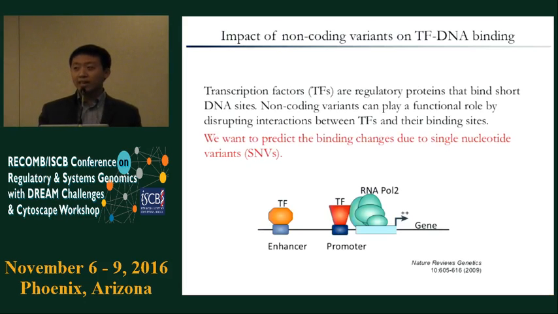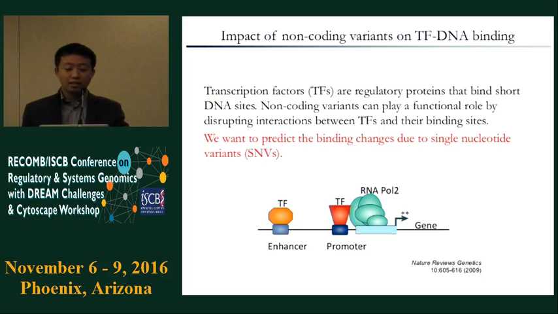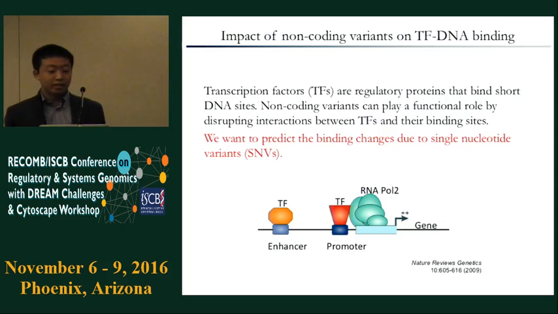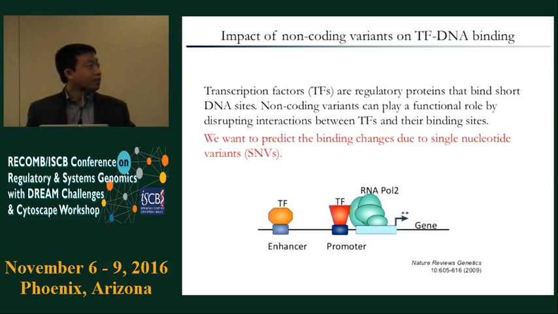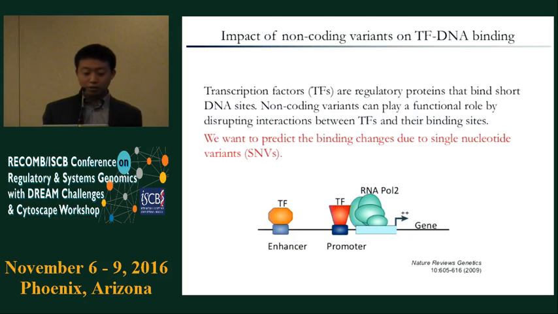There are various ways a non-coding variant can affect gene expression. So in our lab, we are particularly interested in the impact on TF-DNA binding. So basically, the non-coding variants can disrupt the interactions between TFs and their DNA binding sites. And in this talk, we will focus on a very common and specific type of non-coding variant, which is single nucleotide variants, also short-named as SNVs.